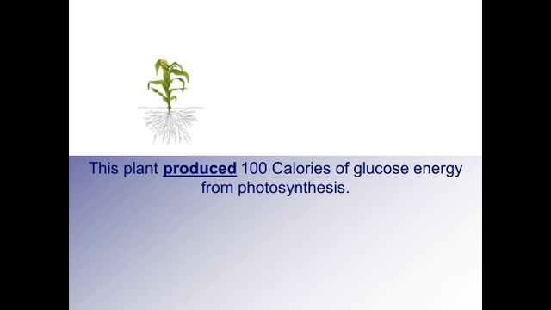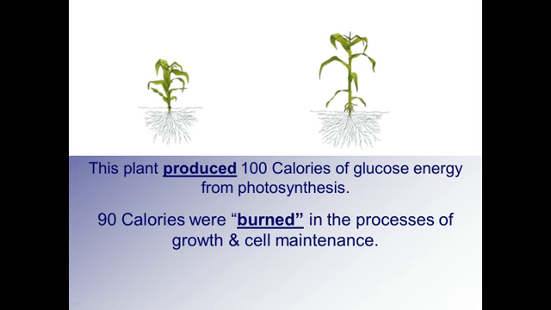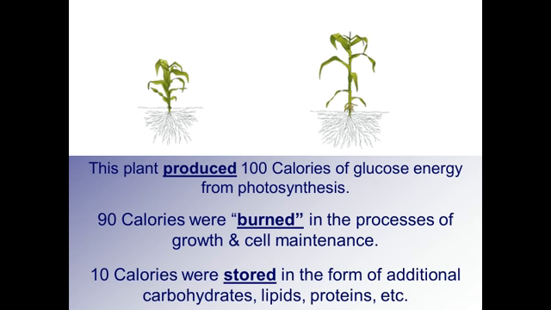So to use an example using numbers, if this plant produced 100 calories of glucose from photosynthesis, in order for it to grow into a larger plant, it's going to end up using 90 of those calories, right? So 90% of that energy was burned or was used up in the process of growth, cell maintenance, and so on. About 10%, or 10 calories out of that original 100, were stored in the form of carbohydrates, lipids, proteins, and so on. All of that material that was produced in photosynthesis can be recombined in different ways inside the cell by all those different enzymes.